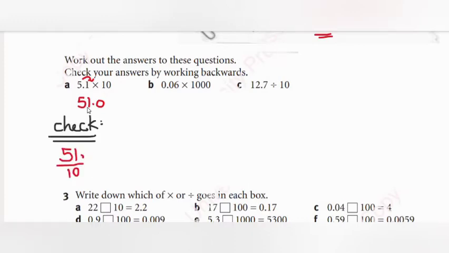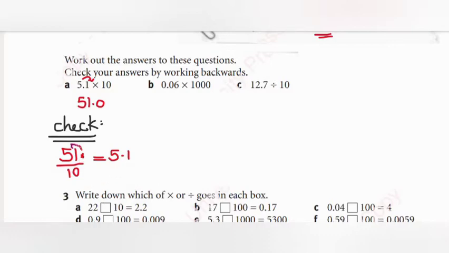Now we're going to check the answer, that is 51. When we divide by 10, because it is multiplication, we will do it in reverse. So we divide by 10, we have 1 0, so we know the decimal from the right side will move one digit towards the left. So the answer will be 5.1, which was the question. So our answer is correct. This is how we have to proceed for question B also.